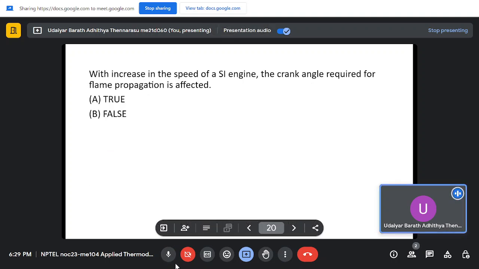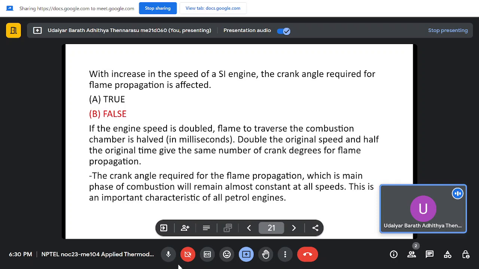So the next question is, with increase in the speed of SI engine, the crank angle required for flame propagation is affected. So when the speed of a spark ignition engine is increased, the amount of time for the flame propagation to take place is affected with the crank angle. So is the time basically affecting that? That's what the question is. So the answer is false.